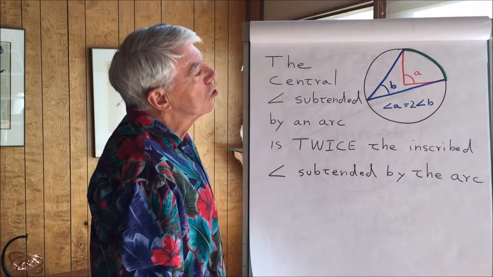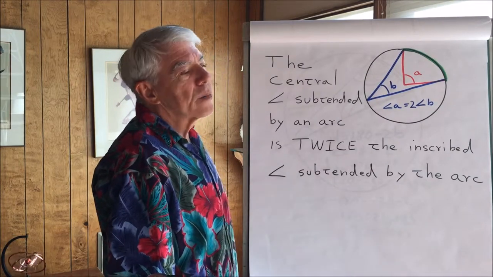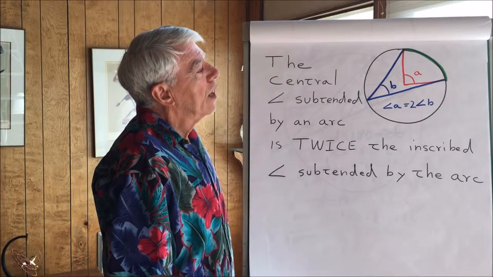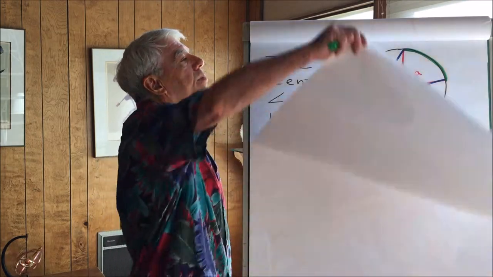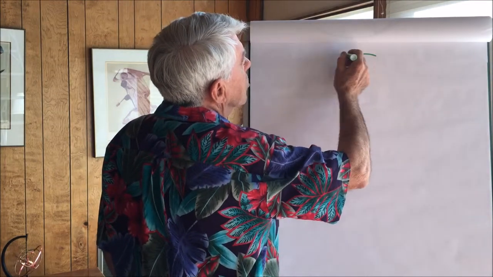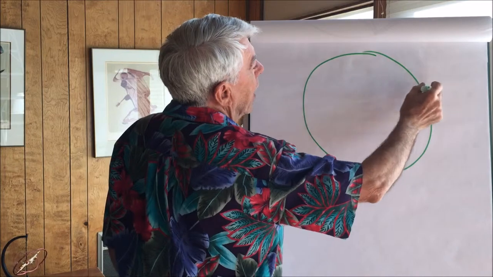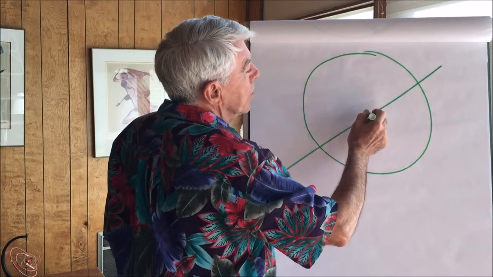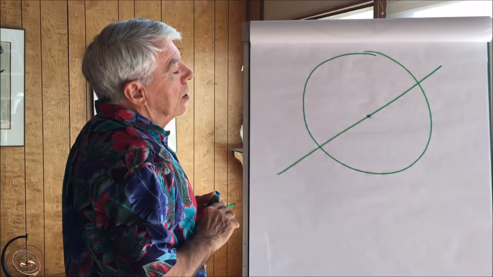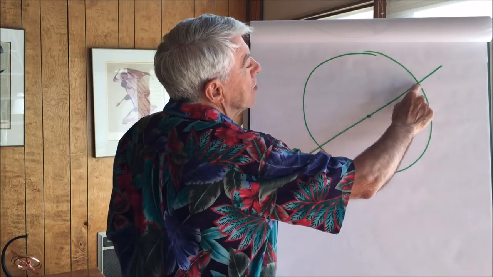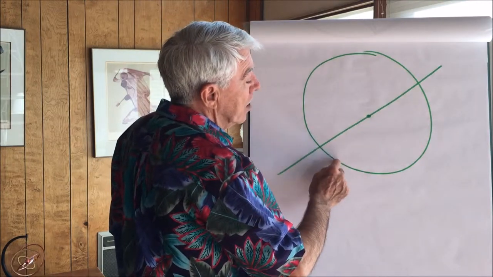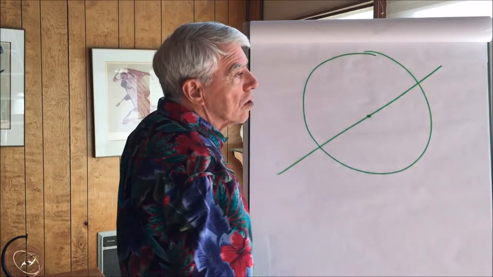Now, there is one useful thing that you might want to remember about an inscribed angle. And let me draw the picture, and then we will prove the rule. Let's draw a circle and a line, which is the diameter of the circle, passing through the center. And this line here can be considered an angle, a central angle, this is the vertex, of 180 degrees. That means that this arc, which is half the circle, is 180 degrees.